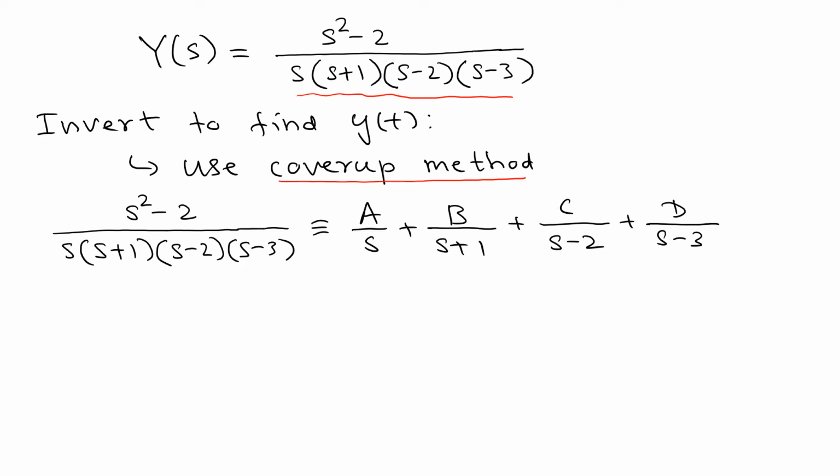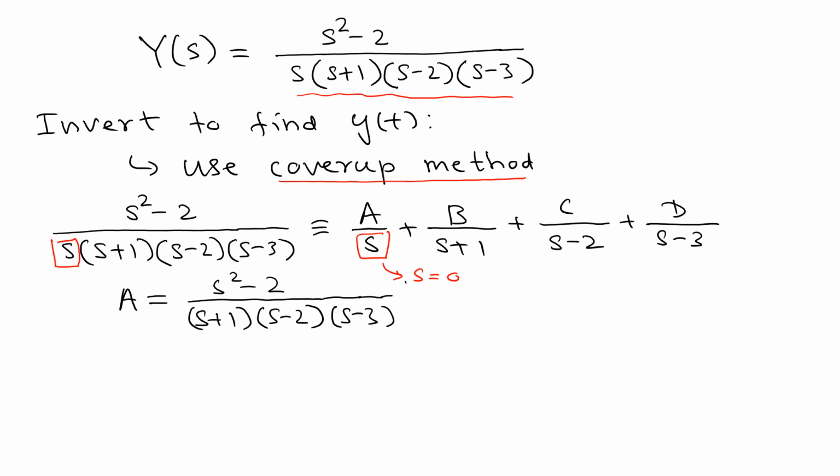So what's the cover-up method? We're actually going to cover up the term that you're going to find, just the denominator. Let's say you're going to find A. We're going to cover up s. And for the rest of the expression on the left side, we're going to plug in the corresponding zero. In this case, the corresponding zero is s equals 0. You plug in s equals 0 on the left side and you directly get A. So that's the idea. You cover up the denominator term, find the corresponding zero, and plug it into the left side. You can still use the normal argument, but this is a quick way to get it.